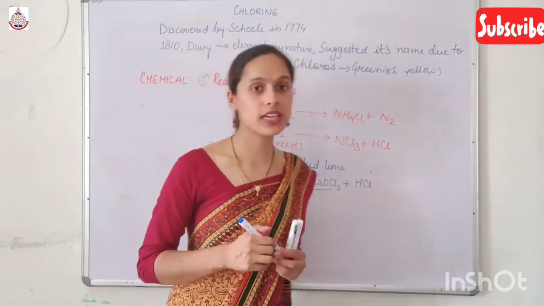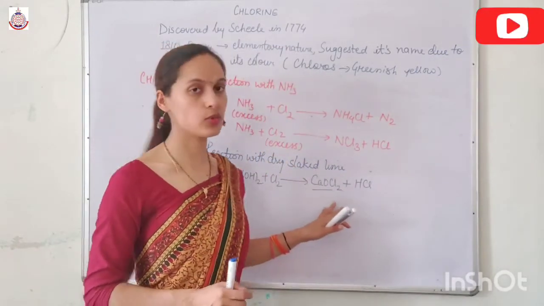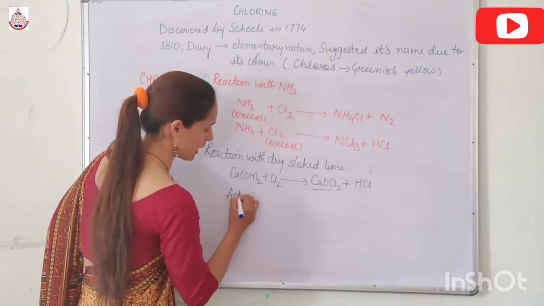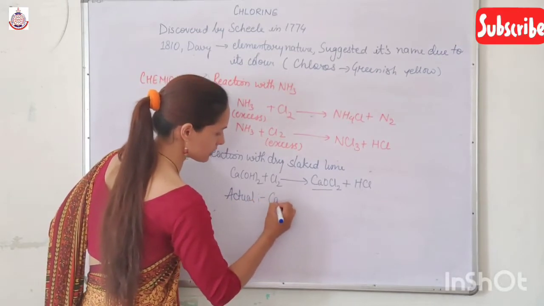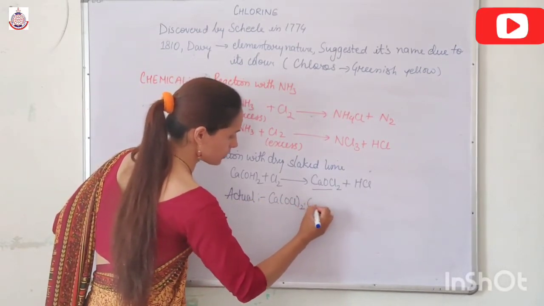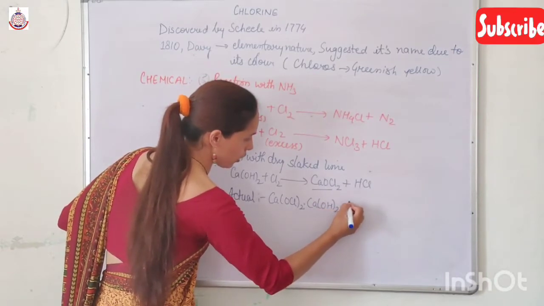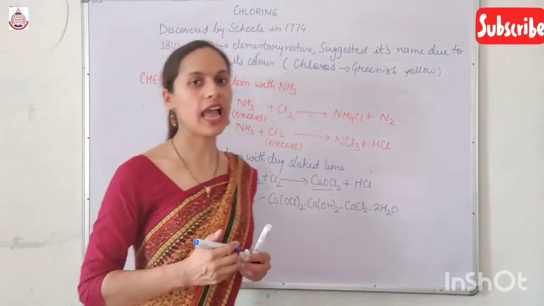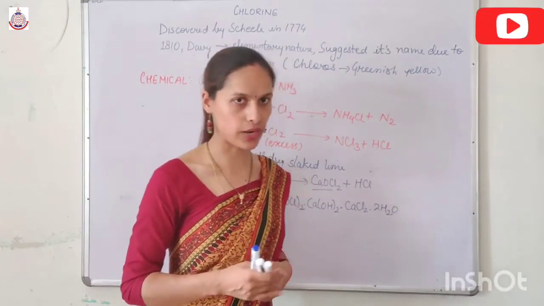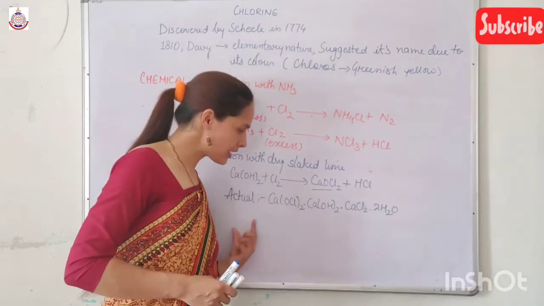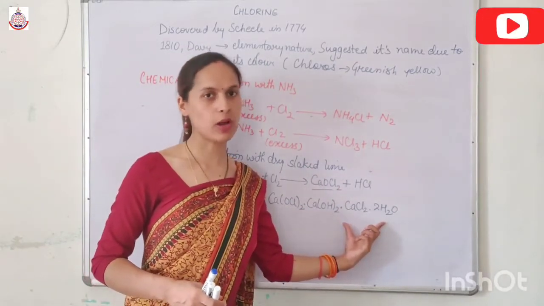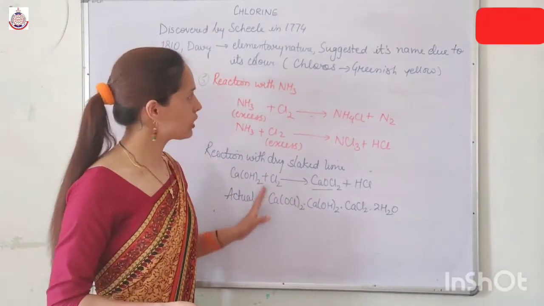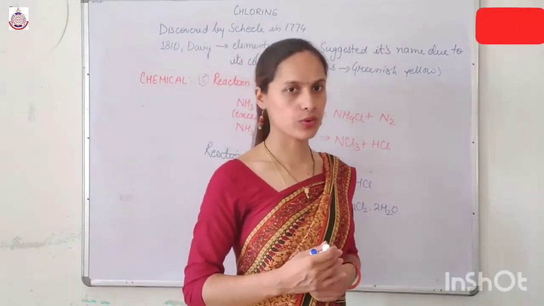Now in our junior classes we have studied that this CaOCl2 is known as bleaching powder, but the actual composition of bleaching powder is CaOCl2·Ca(OH)2·CaCl2·2H2O. This is the actual composition of the bleaching powder, but in general we have studied that it is CaOCl2. So these are the chemical properties of chlorine.